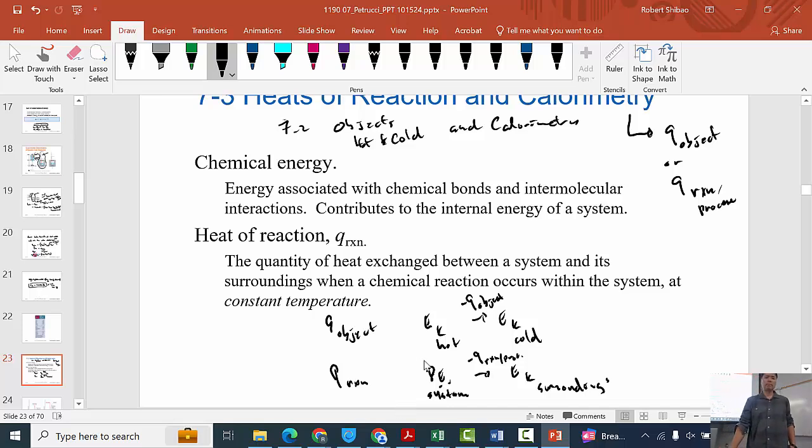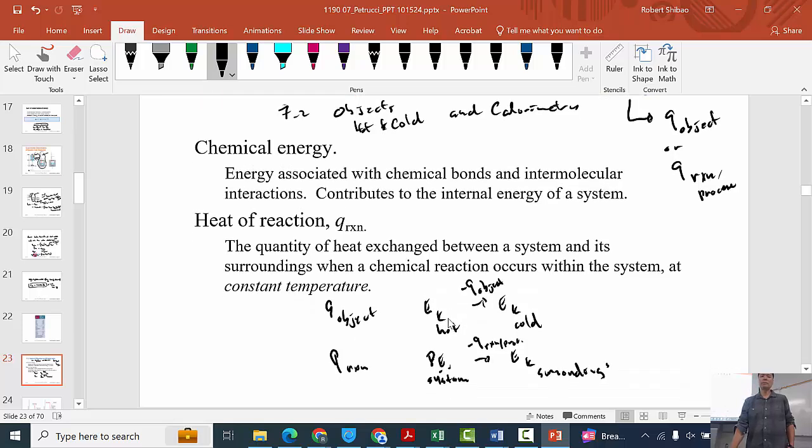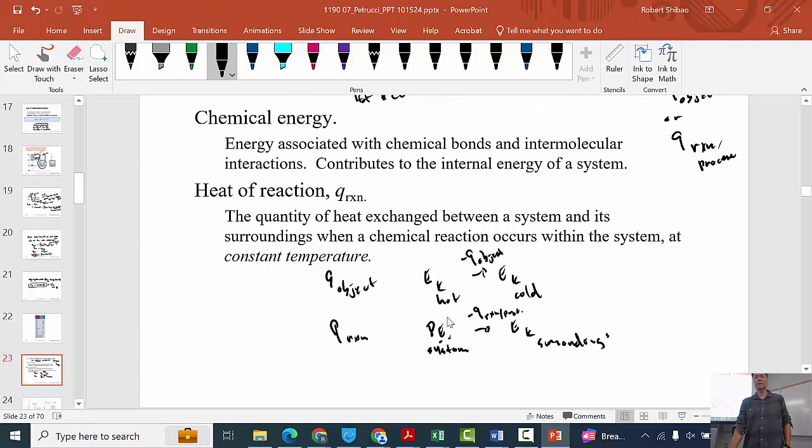Is the heat of reaction Q RXN? RXN is just an abbreviation for reaction. And sometimes your books will just write it as R, and that just stands for reaction. But I'm putting RXN instead of R.